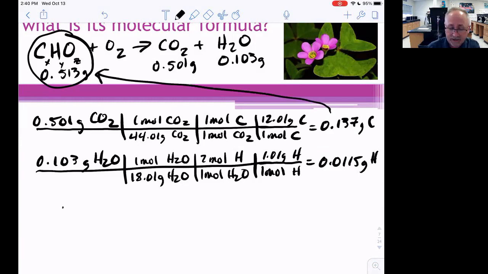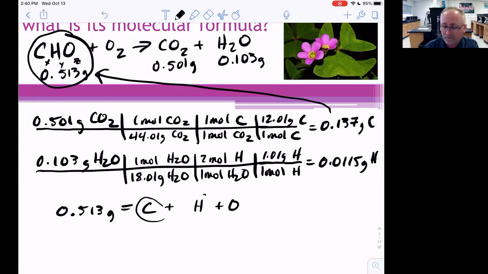That means that if I take my 0.513 grams, it's actually going to equal, don't write this down, but it's going to equal the C plus the H plus the O, right? I already have my carbon and I have my hydrogen. I just did those. I need to go solve for the oxygen. So what I'm going to do is subtract those from the other side.